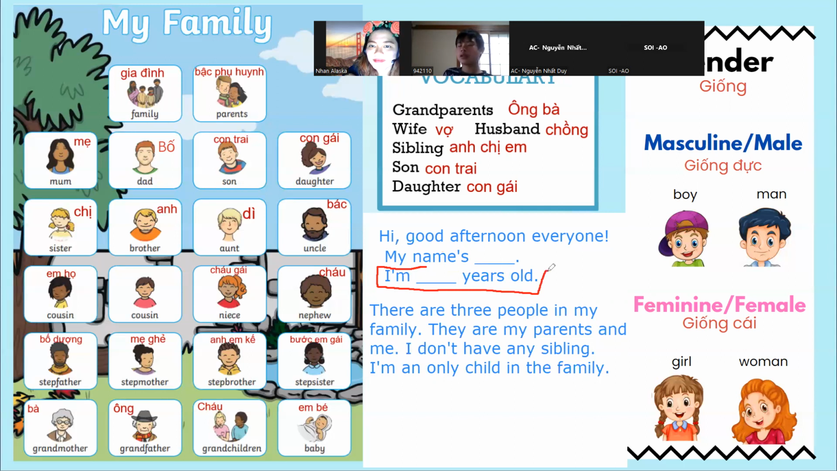I'm 11 years old. Very good. You're doing great. How about this? There are three people in my family. Very good. They are my parents and me. All right.